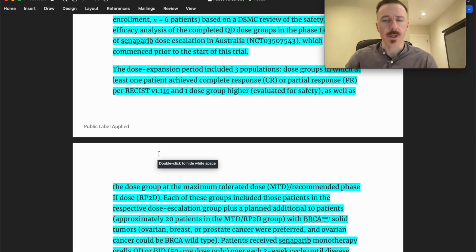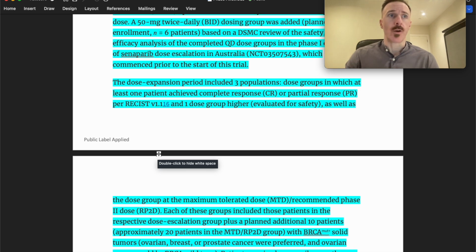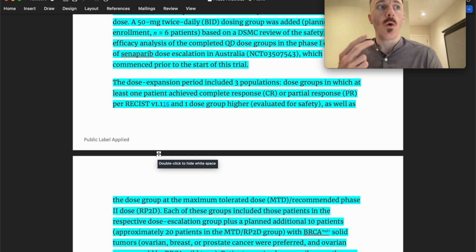So we can see that the dose expansion period included 3 populations. Dose groups where at least one participant achieved a clinical response or a partial response per the RECIST guidelines. One dose higher group, these were evaluated for safety, and a group at the maximum tolerated or recommended phase 2 dose. So we have these 3 groups.